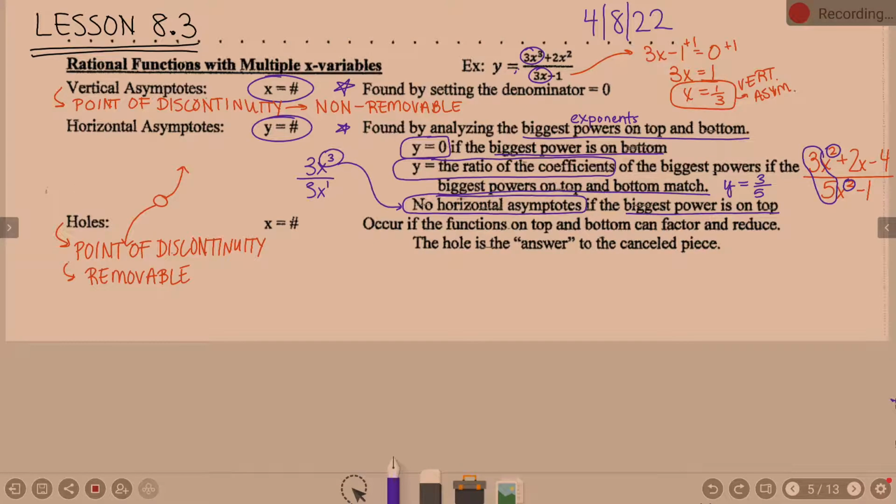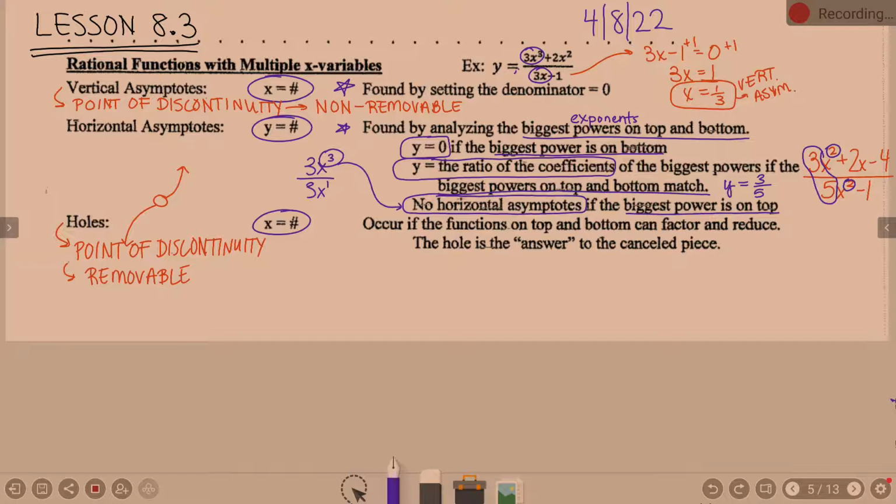As we talk about holes, holes always are x equal a number, so a hole occurs at some x value. And they occur if the functions on top and bottom can factor and reduce. The hole is the answer to the canceled piece.